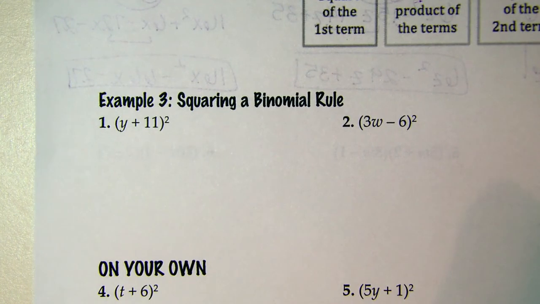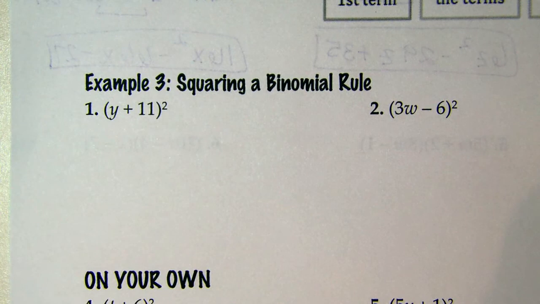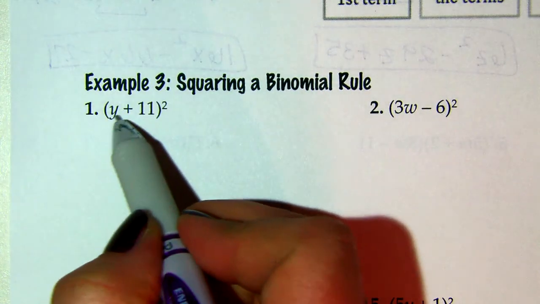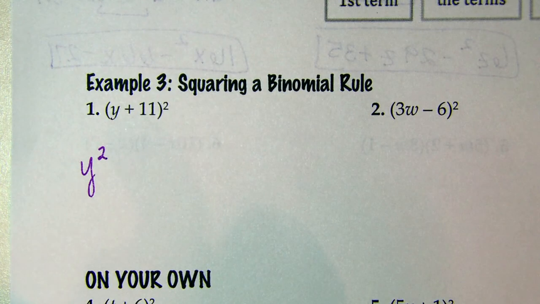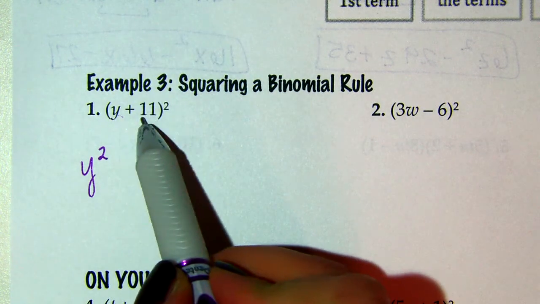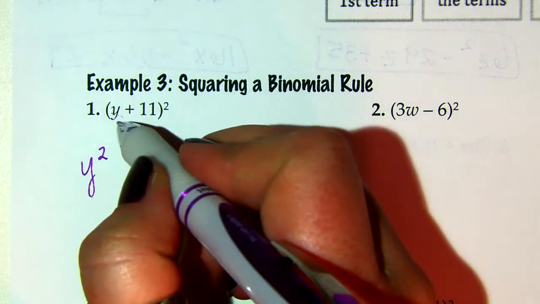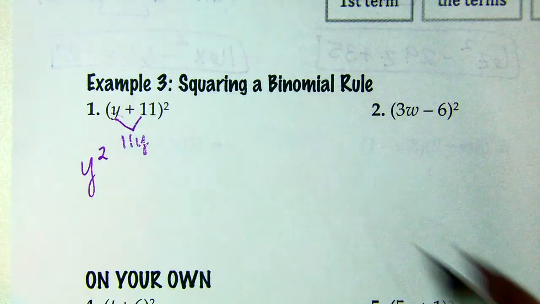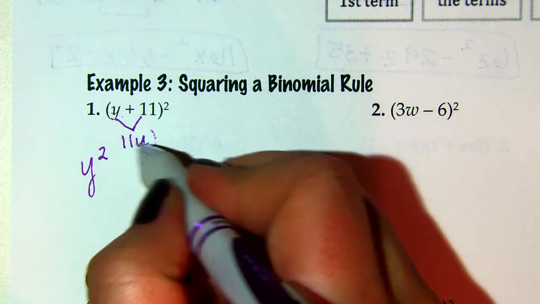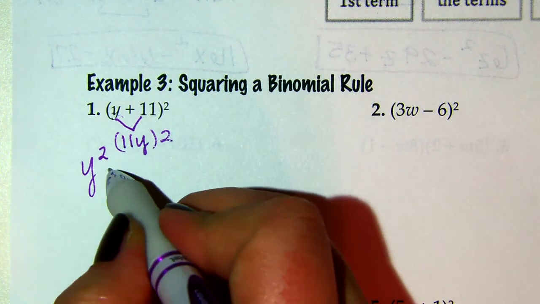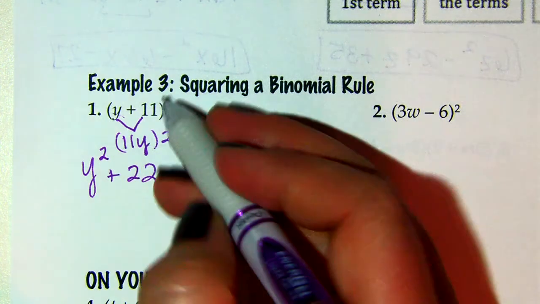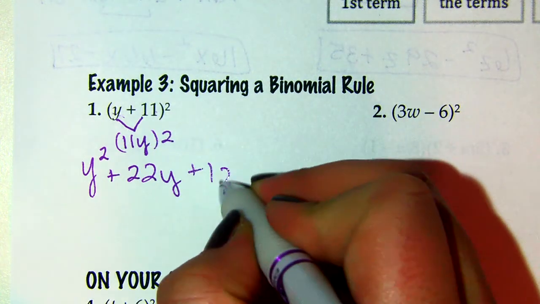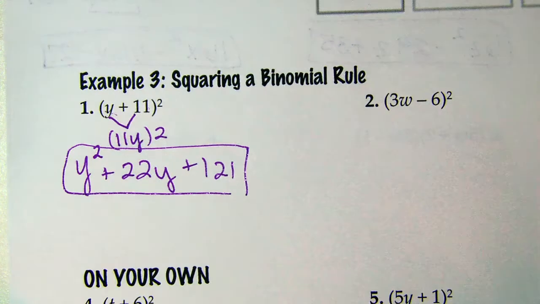So number 1, it's got a plus in the middle, so we're following the formula from the first one. So it says to square the first term. So the first term is the y. So we're going to do y squared. And then it says do the product of the terms, 2 times the product. So y times 11 is 11y. And then it says do twice the product. So times 2 would be 22. So 22y. And then the last term says square that. So 11 squared is 121. So that's the final answer.